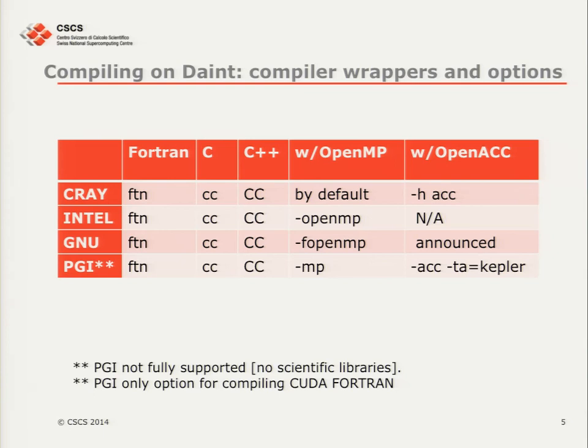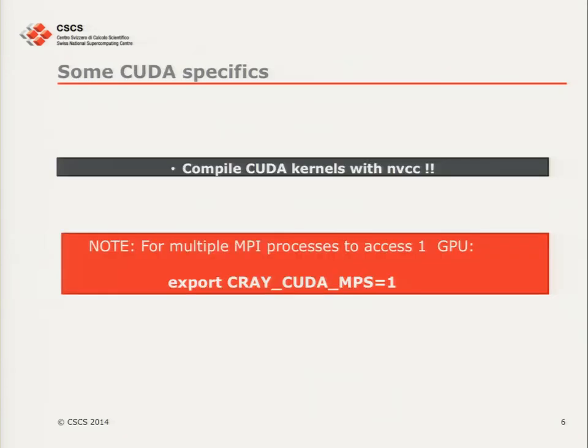So that's for OpenMP, OpenACC, and everything else you want to do with MPI. If you are compiling CUDA kernels, first you load the CUDA toolkit and use NVCC to compile your star.cu kernels. And Sadaf is going to talk a bit more about it.